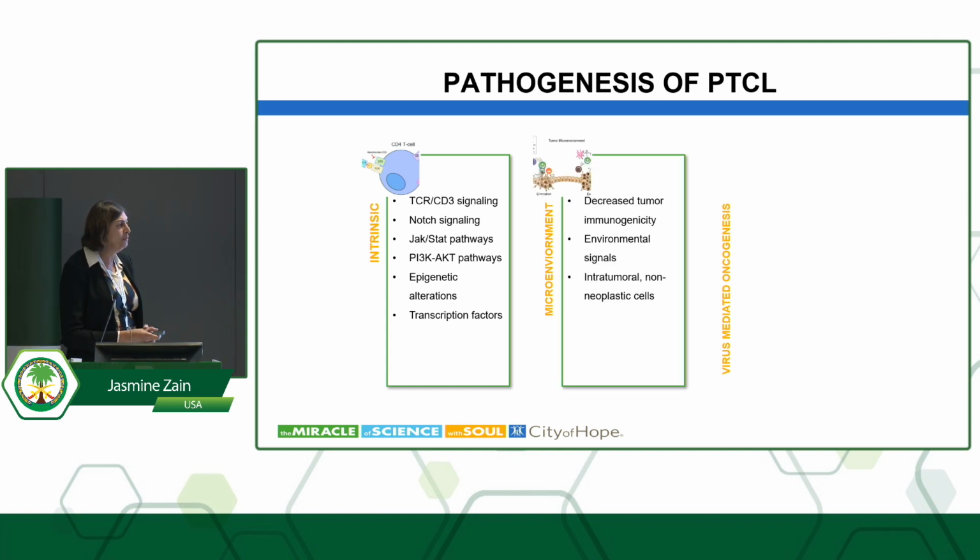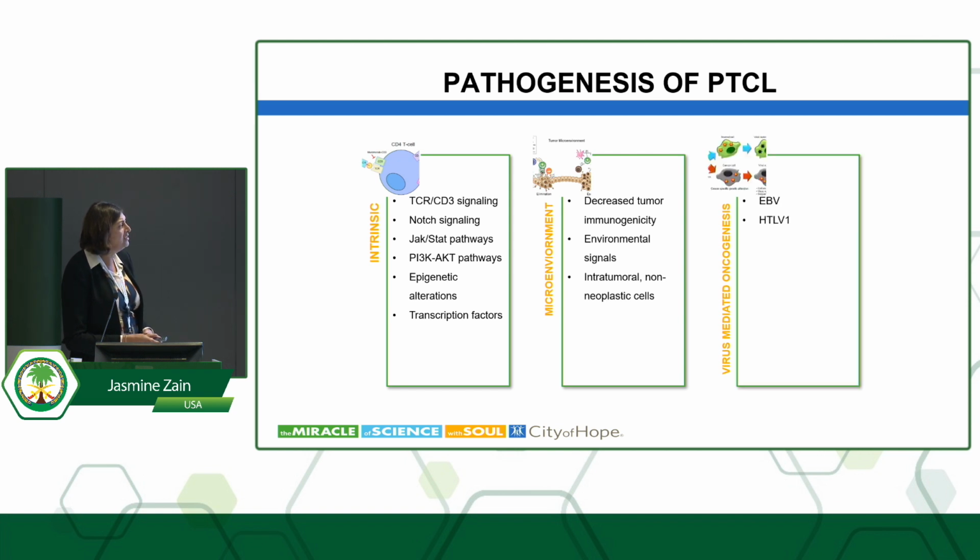Then there is the tumor microenvironment. We know that this is very important in all malignancies, but also in T-cell malignancies, with decreased tumor immunogenicity and intratumoral non-neoplastic cells that surround the tumor cells. For example, in angioimmunoblastic T-cell lymphoma, just like Hodgkin's, there's a lot of inflammation going on in the tumor microenvironment, and that's definitely contributing to tumorigenesis and lymphomagenesis. And then there are some T-cell lymphomas that are virally driven or associated, particularly EBV and of course HTLV-1 that is responsible for ATLL.